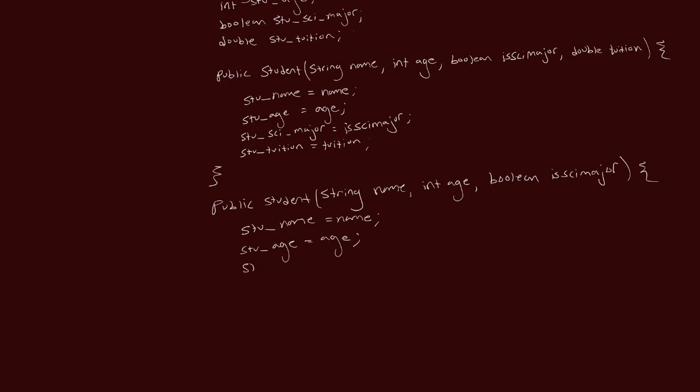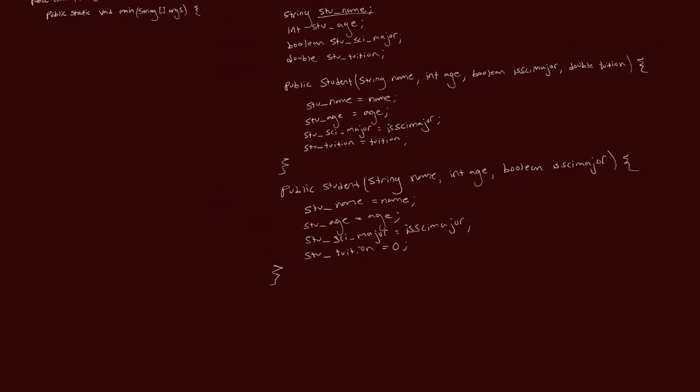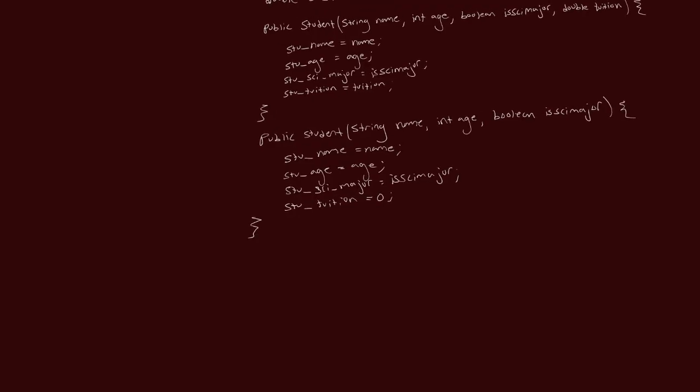Then we have student sci major equals is sci major. And then for student tuition, we're going to by default set that to be 0. Okay, wait, hold on. Equals 0. There we go. So now when we set up all our variables, now we're gonna do a couple of getters and setters. So what should we make?